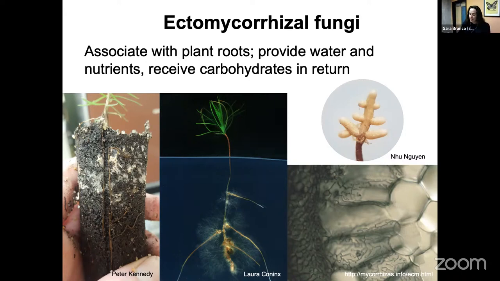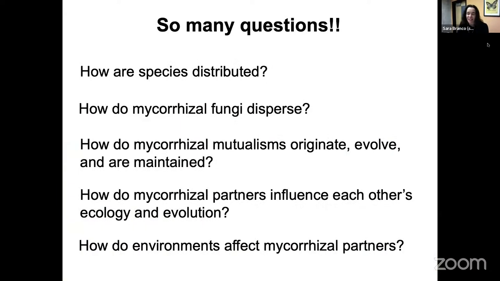And so with this, we have all the questions, right? All the questions about fungi. How are species distributed? We don't even know that. How do mycorrhizal fungi disperse? How far do they go? How do mycorrhizal mutualisms originate, evolve, and are maintained? Like how does this symbiosis happen?